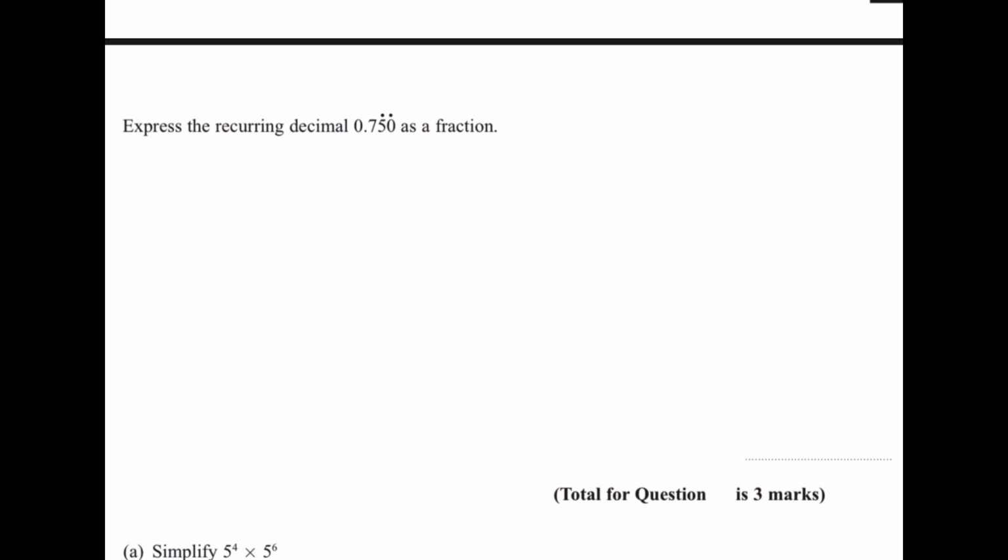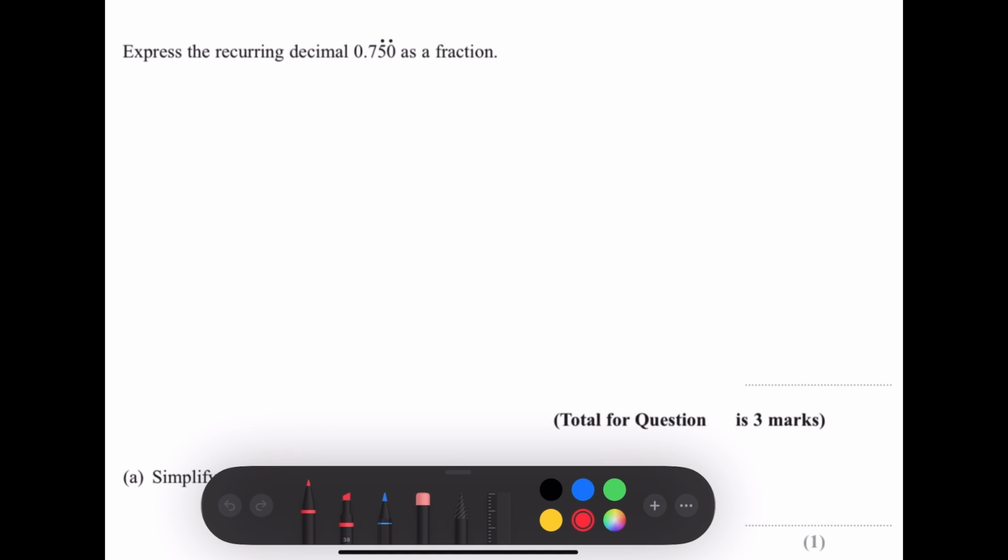So let's start. Question 1. Express the recurring decimal 0.50, with the dot on top of a number. This just means that it's recurring, so it would actually be 50, 50, 50, and this would just go on forever. So we want to express this as a fraction.